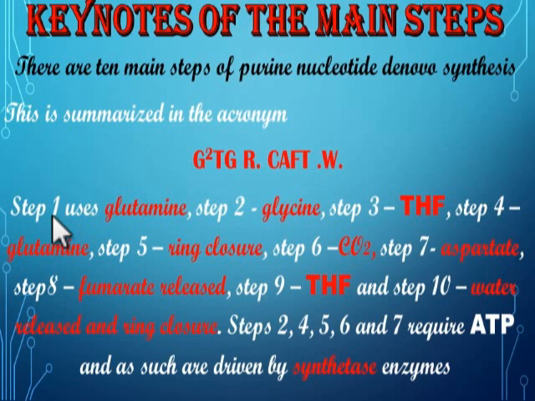in the 10 steps, for the first step, glutamine is used. The second step uses glycine. That is, it involves incorporation of glycine. The third step uses tetrahydrofolate. The fourth step uses glutamine. The fifth step does not use any precursor. It is the step where the ring is closed. That is the first ring closure step. Good. The sixth step, carbon dioxide is incorporated.